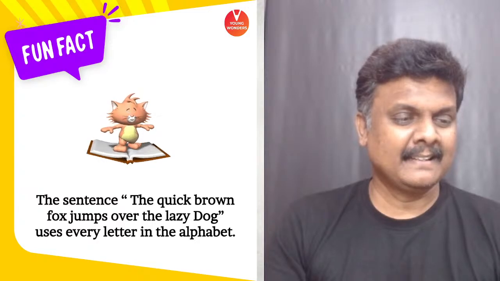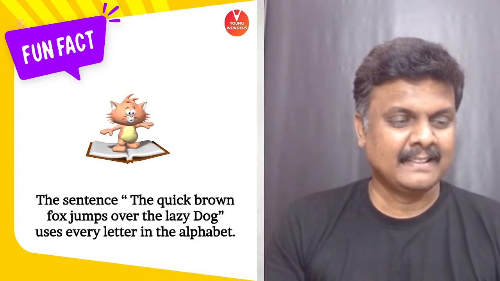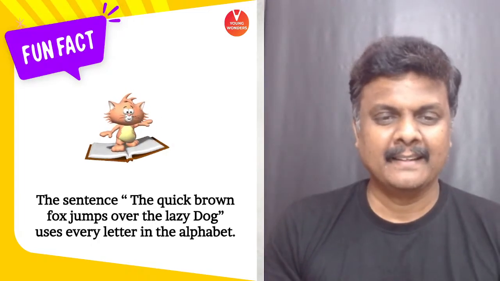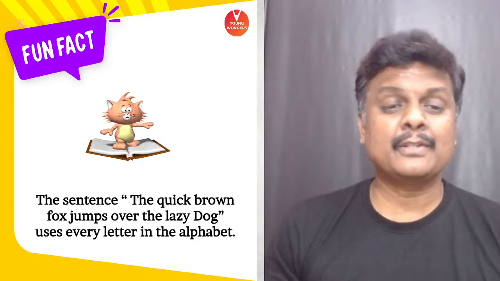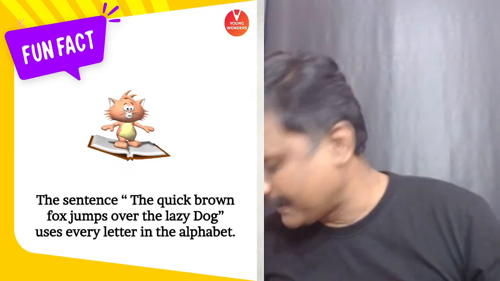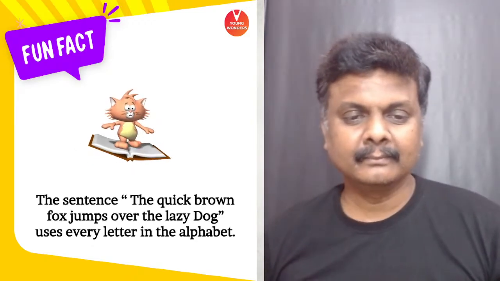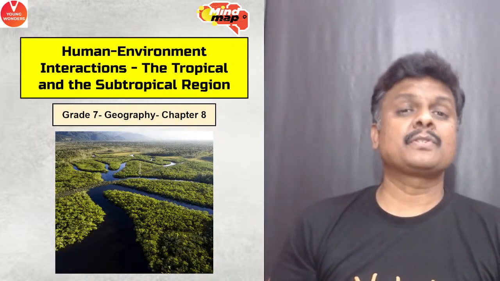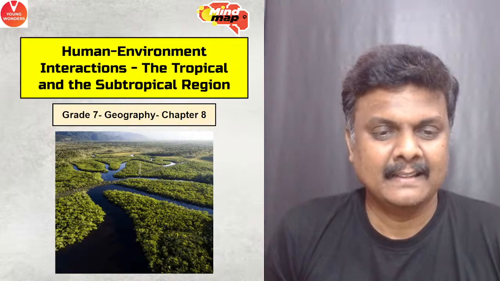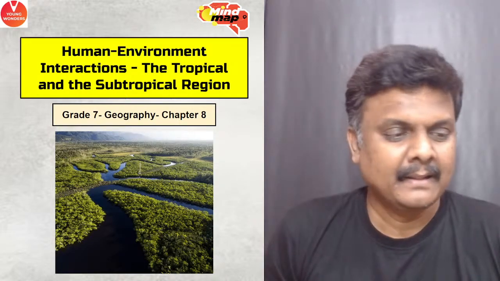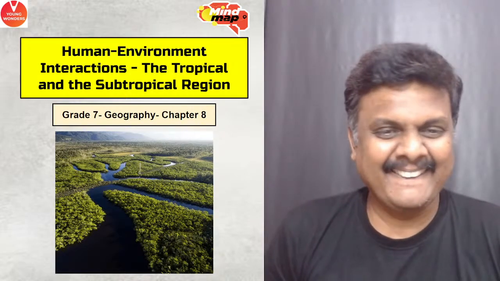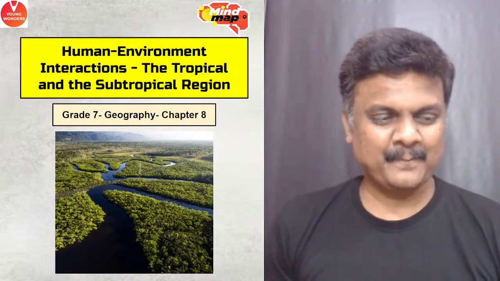Yeah? Advik, why, beta? The quick brown fox jumps over the lazy dog. This sentence uses every letter of the English alphabet. Cool? Cool. Time to start the session. Who is that? W is not there. Brown, W is not there. W is always there.